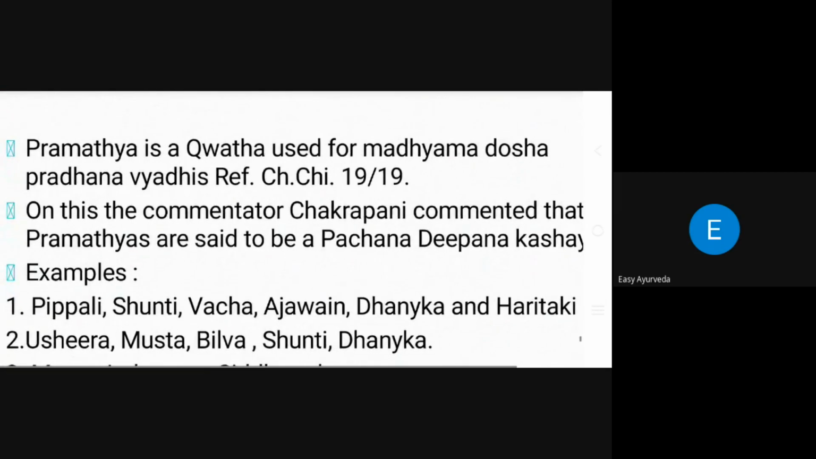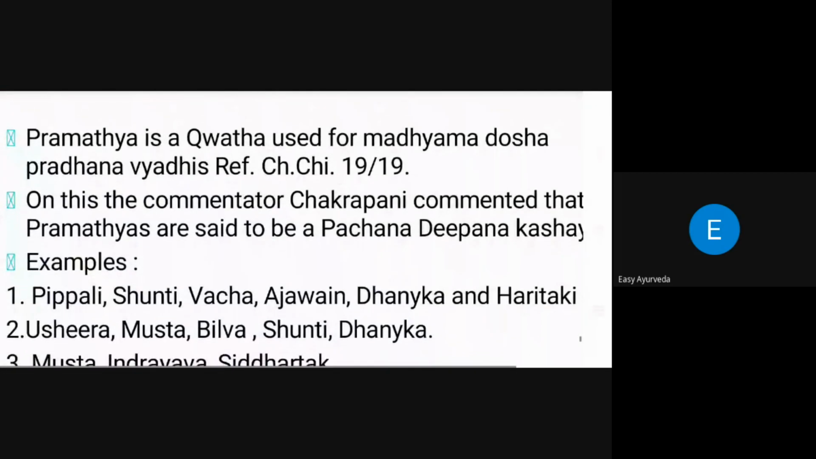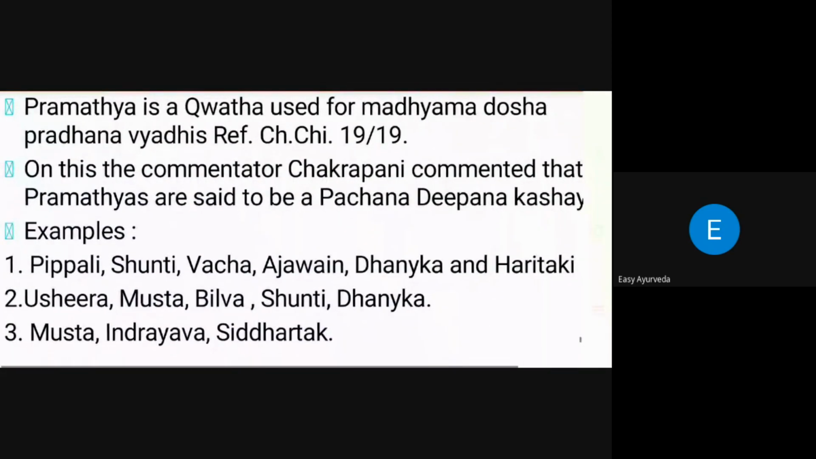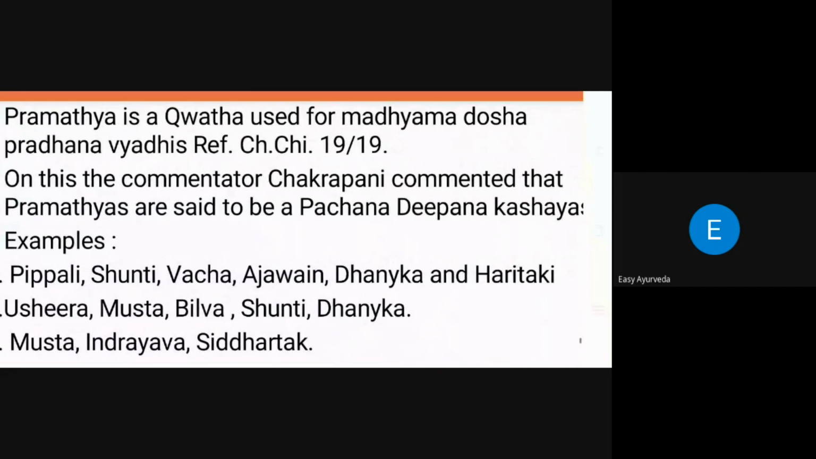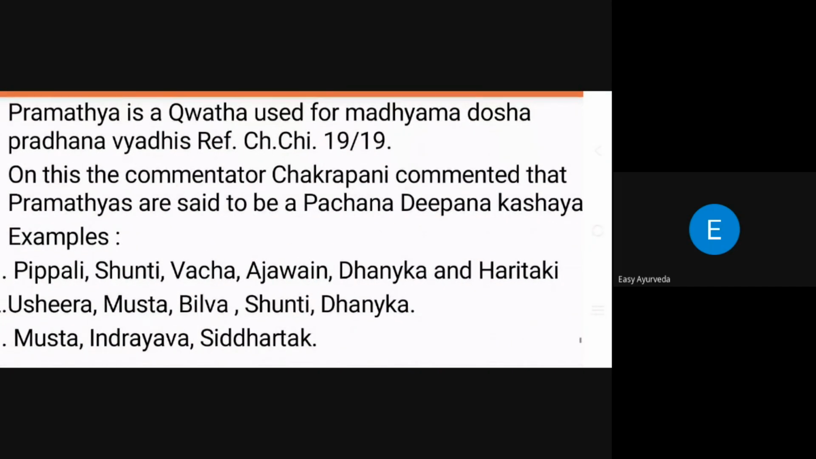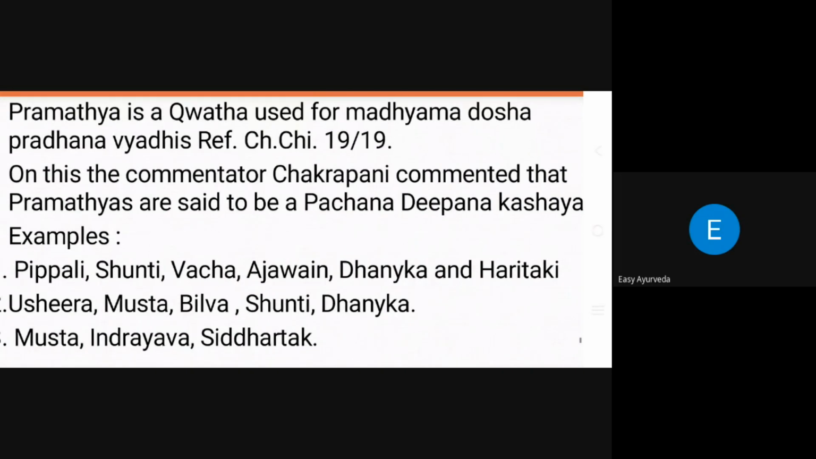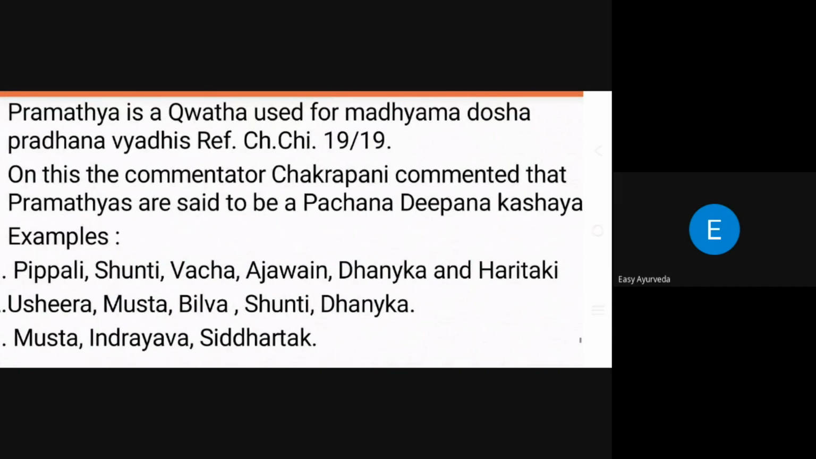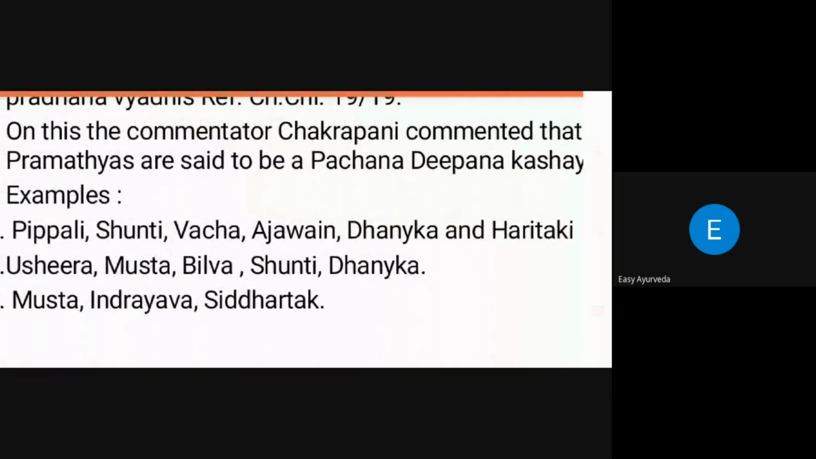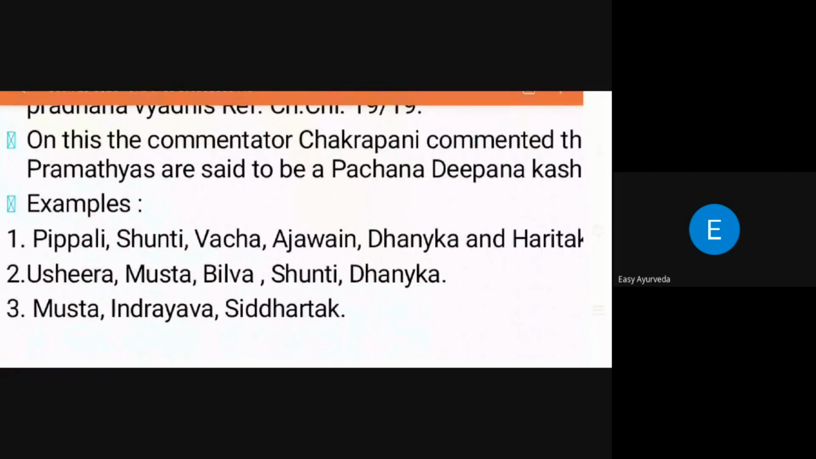On this, the famous commentator of Charaka, Chakrapani, has commented that Pramatyas are to be Pachana Deepana Kashayas. What Acharya Charaka told is for Madhyama dosha pradhana vyadhis. In that context, according to Chakrapani's commentary, they should be used as Pachana Deepana Kashayas at the beginning of the treatment. Some examples have been mentioned.